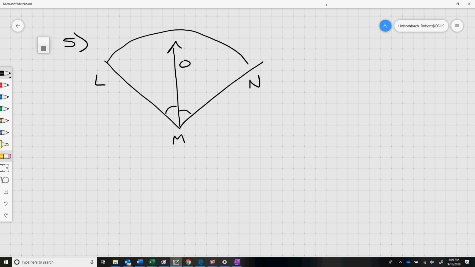No, it's not. LMO is L-M-O. It's the small angle on the left, 7x minus 23. N-M-O, the small angle on the right, is 2x plus 32. Solve for x and find LMN. All right, so you need to solve for x, and then you need to find this entire angle, the big angle.